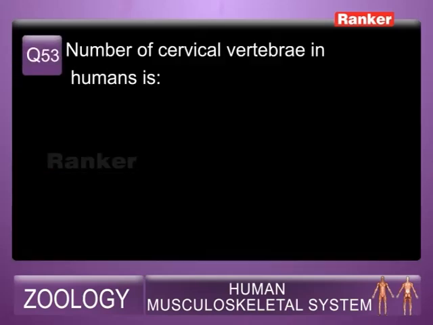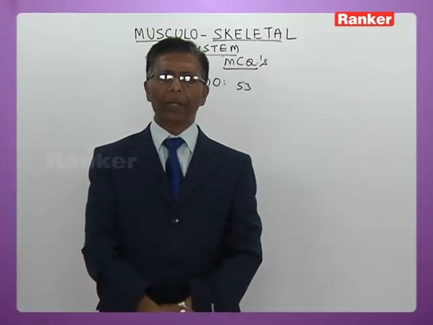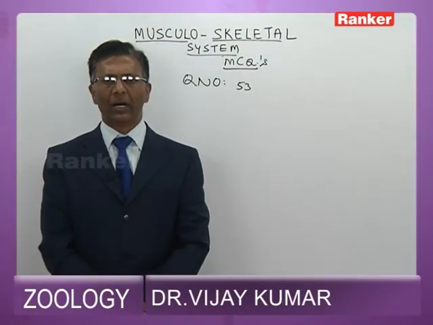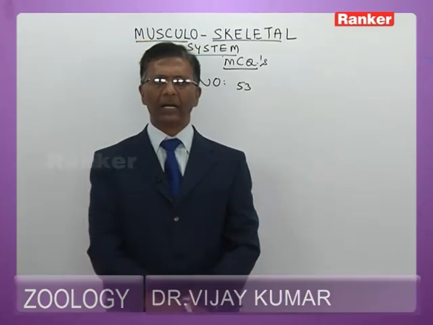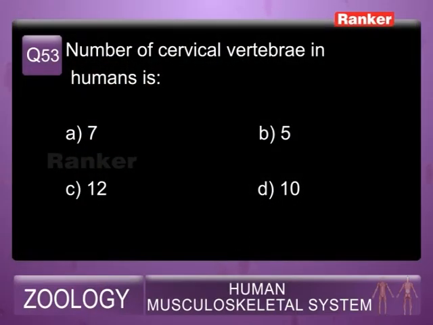53 is here. Number of cervical vertebrae in human: A, 7, B, 5, C, 12, D, 10. In human beings and all mammals, irrespective of the length of the neck, the number of cervical vertebrae is 7. So the answer is A.